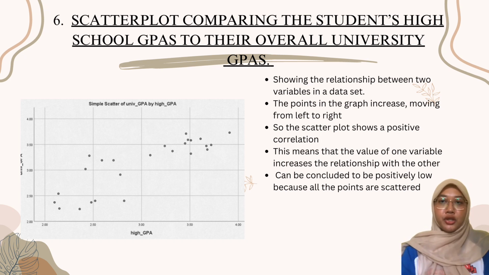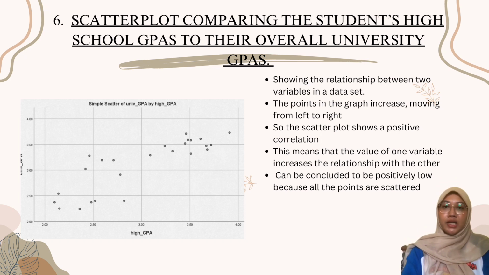The figure shows the relationship between two variables in the data set. The points in the graph move from left to right, so the scatter plot shows a positive correlation. This means as the value of one variable increases, so does the other. It can be concluded that the correlation is low because all the points are scattered.